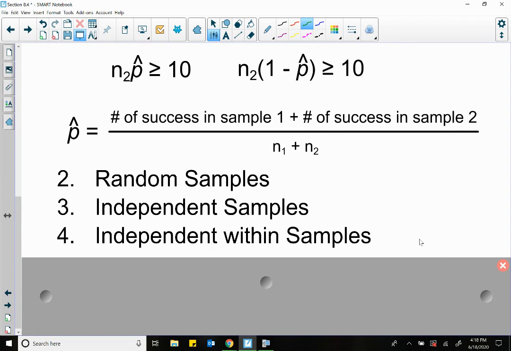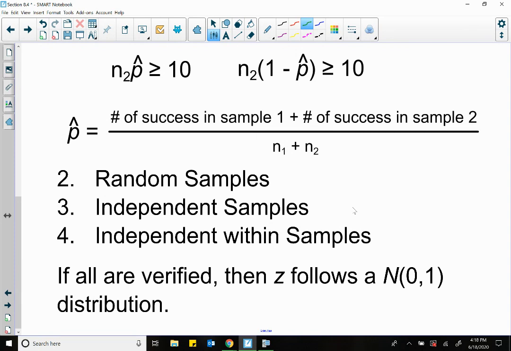And that's it. Those are the new pieces. We don't worry about whether the population is large enough. We don't have to worry about that. We just got to worry about this information. And as long as all four of those are met, it is normally distributed. We're back to a normal distribution. So again, just some minor changes.